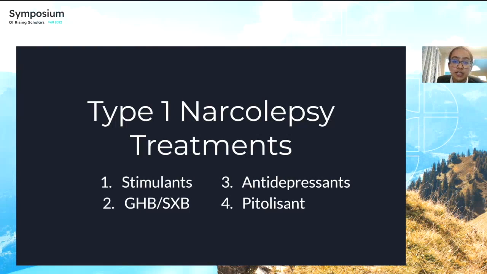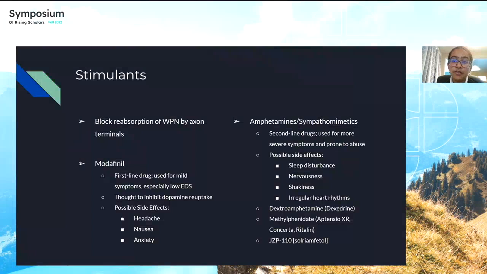Secondly, I would like to discuss the treatments of type 1 narcolepsy, which can be broken up into 4 distinct classes. Firstly are stimulants like modafinil and amphetamines. These primarily block the reabsorption of wake-promoting neurotransmitters like serotonin and norepinephrine, as well as dopamine, by axon terminals, which would normally reuse these WPN after they activate the receptors of the other neuron. Modafinil is a first-line drug.